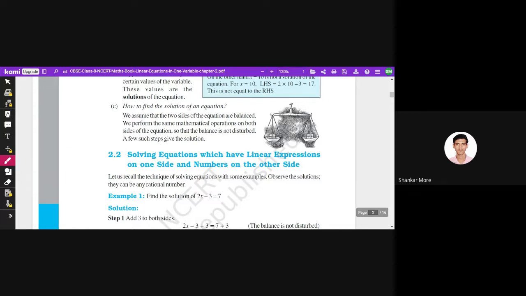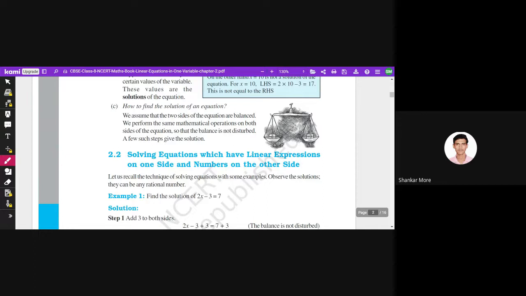Now we perform the same mathematical operations on both sides of the equation so that the balance is not disturbed. A few such steps are given in the solution. Now, how many of you know how to solve equations in one variable? I think everybody must be knowing, but I just wanted to confirm. Since you are in 8th standard, I think you might have learned about it, but if you don't remember that, that's absolutely fine. We are going to revise it, but I just wanted to know.